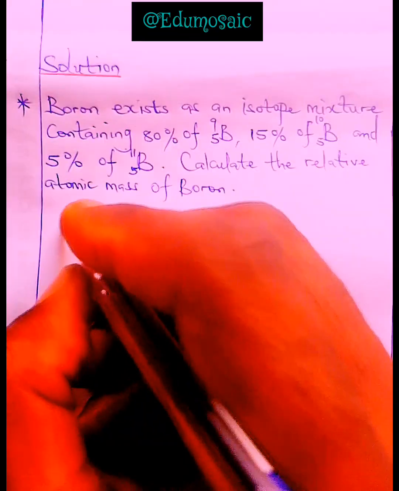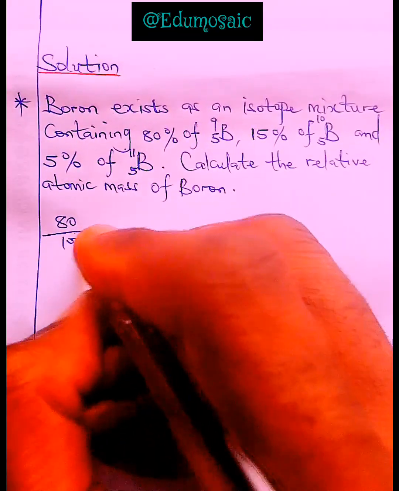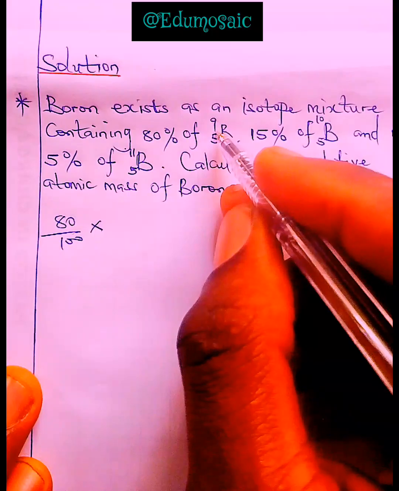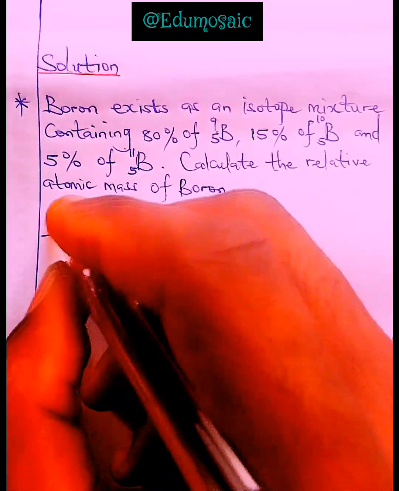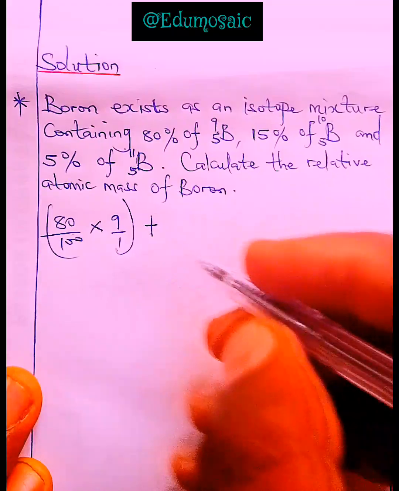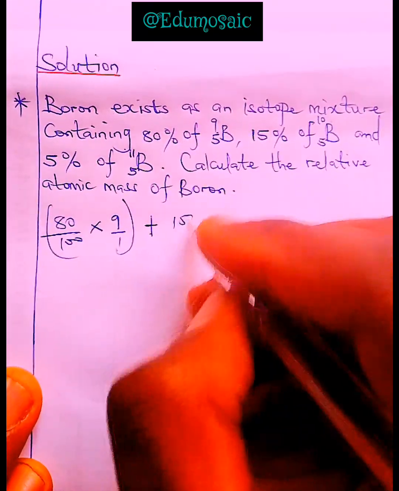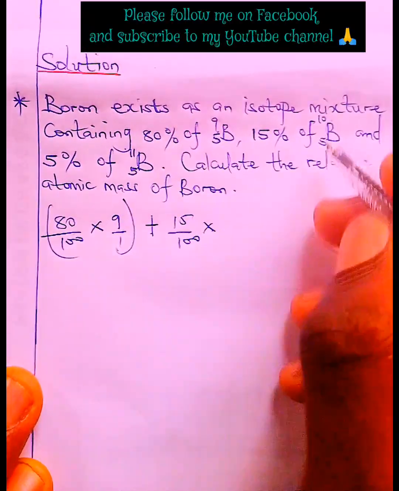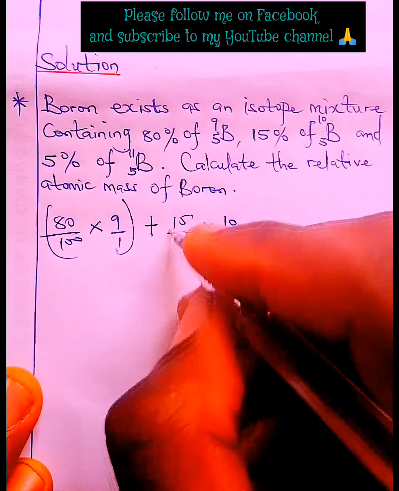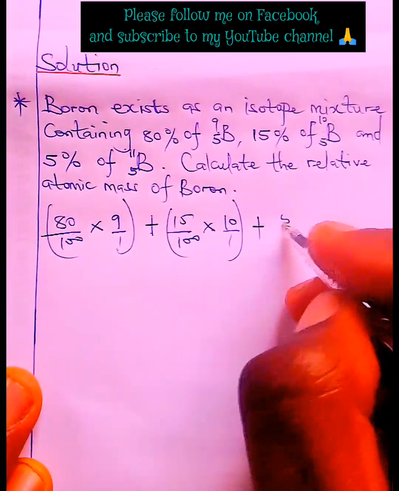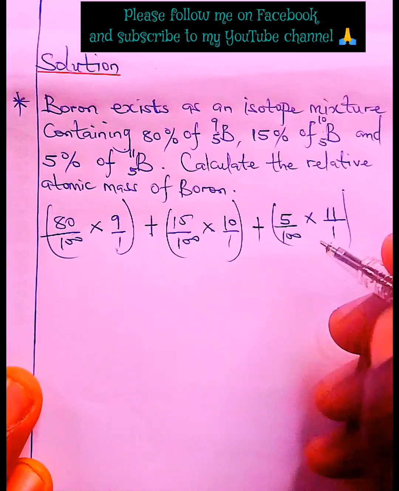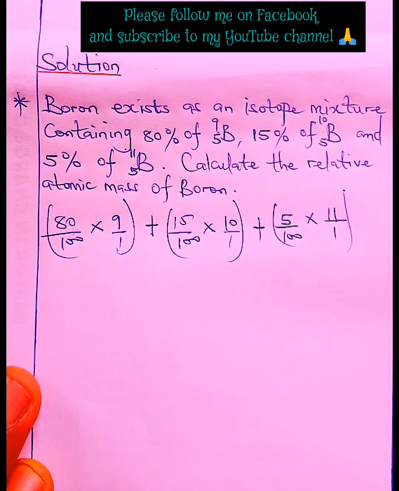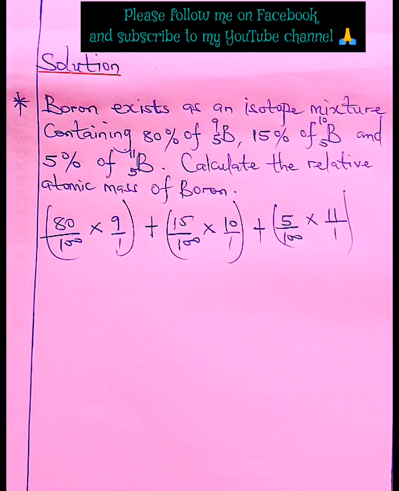So that's going to be 80 over 100 times the atomic mass unit of the first isotope, 9 over 1. Then summation, we're going to be adding them all up. So that's 15 over 100 times the next isotope, 10 over 1. Then the last, 5 over 100 times 11 over 1. So we're going to be punching these figures into our calculator to see what we're going to get.